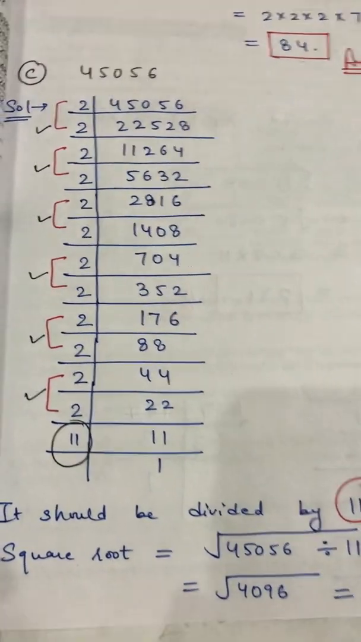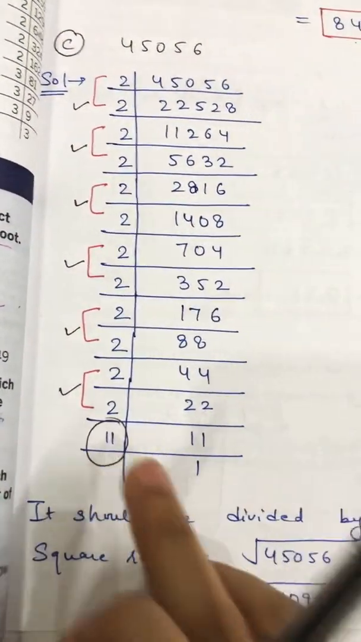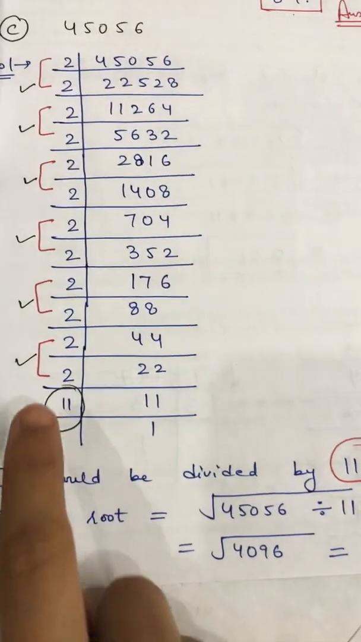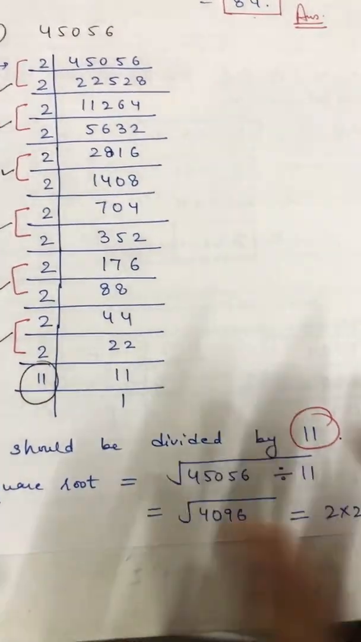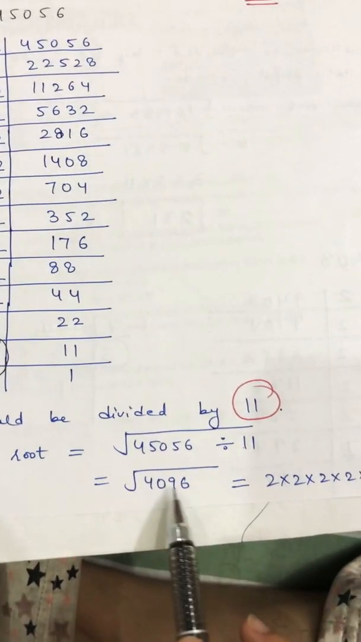Okay, whatever pairs you are having, write down that in the pairs. Whatever number is left which is not in pair, you have to divide with that number. Now statement is 45056. So you have to divide 45056 with 11. You will get 4096.